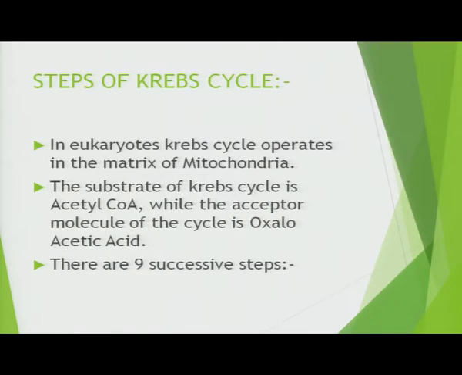Now, the various steps of the Krebs cycle. In eukaryotes, it operates in the matrix of the mitochondria. The substrate of the Krebs cycle is acetyl coenzyme A, and the acceptor of acetyl coenzyme A in the mitochondrial matrix is OAA, that is oxaloacetic acid. We have already discussed this.